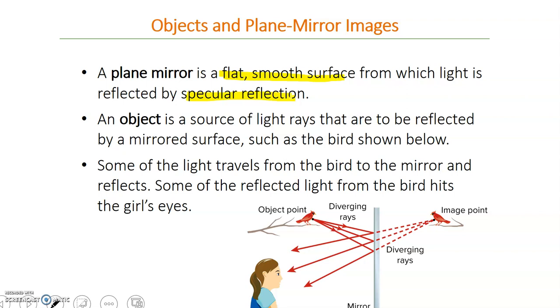Now, in order to see the image on the plane mirror, you need to have an object. An object is a source of light rays that are to be reflected by a mirrored surface, such as a bird shown in the figure below. So, an object is anything that is to be reflected by the mirror. Here you are seeing the image of the bird. So, the bird is the object. Some light from the bird travels and hits a mirror and it reflects into your eyes. And you see the image of the bird.